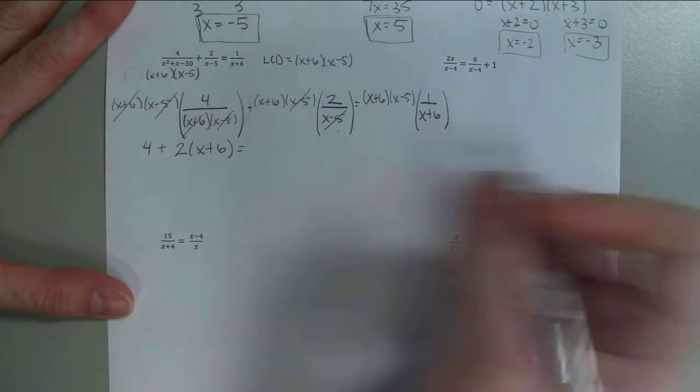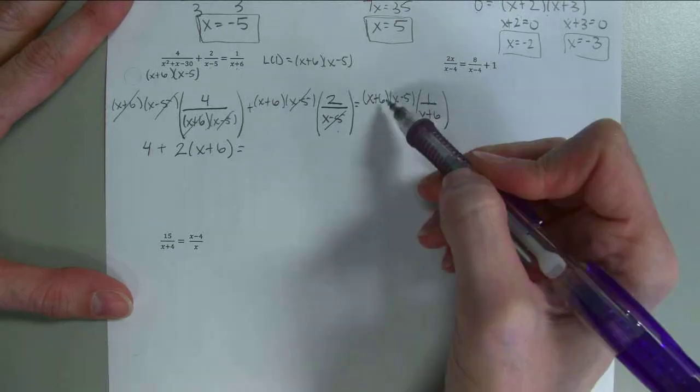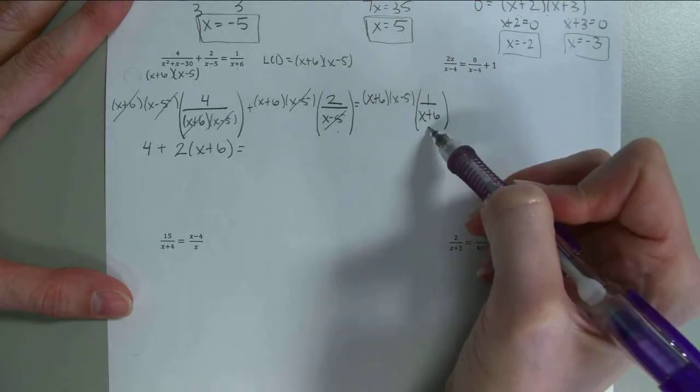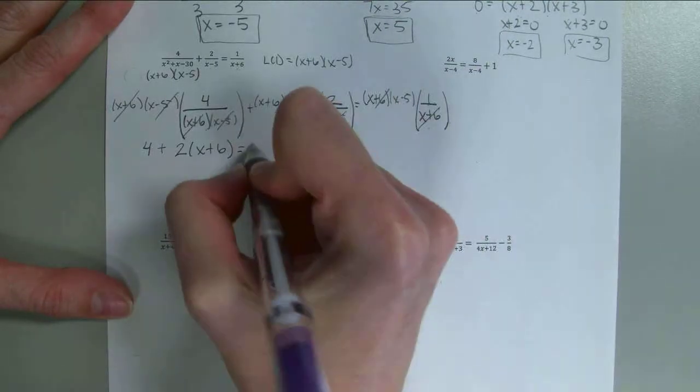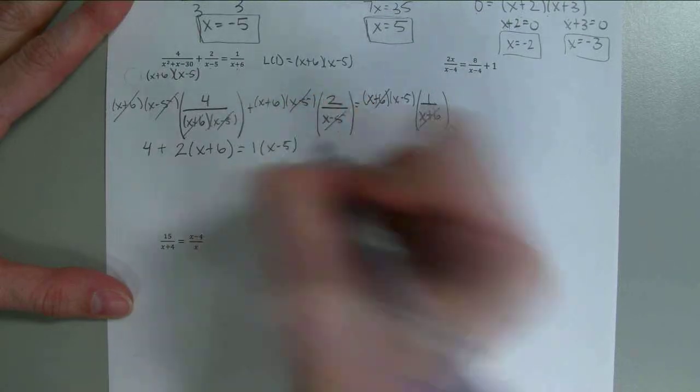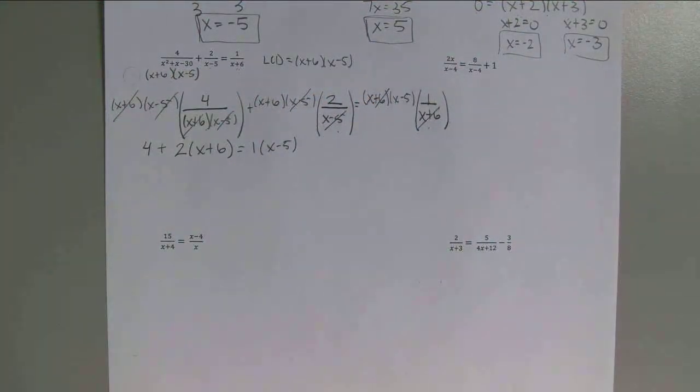And then the next one, what cancels out? The x plus 6, and I'm going to write it as 1 times x minus 5. Do you ever really put a coefficient of 1 like that in front? No, but the reason why I do that is I want you to remember that whatever's there, multiply it by the x minus 5, right? So if that was a 2, that would be 2 times x minus 5.